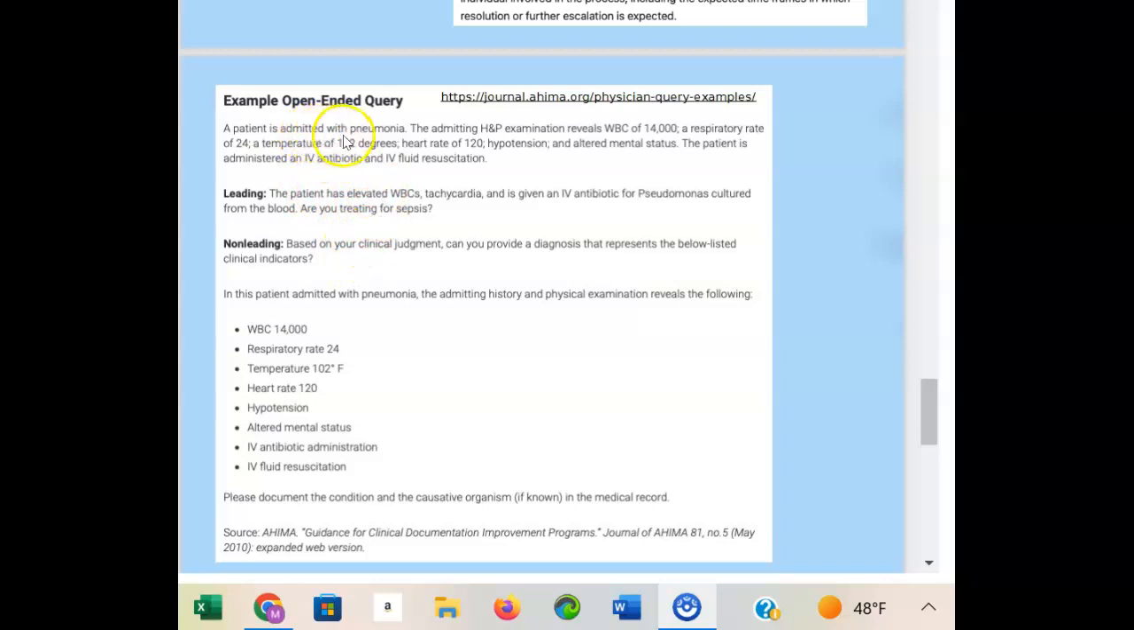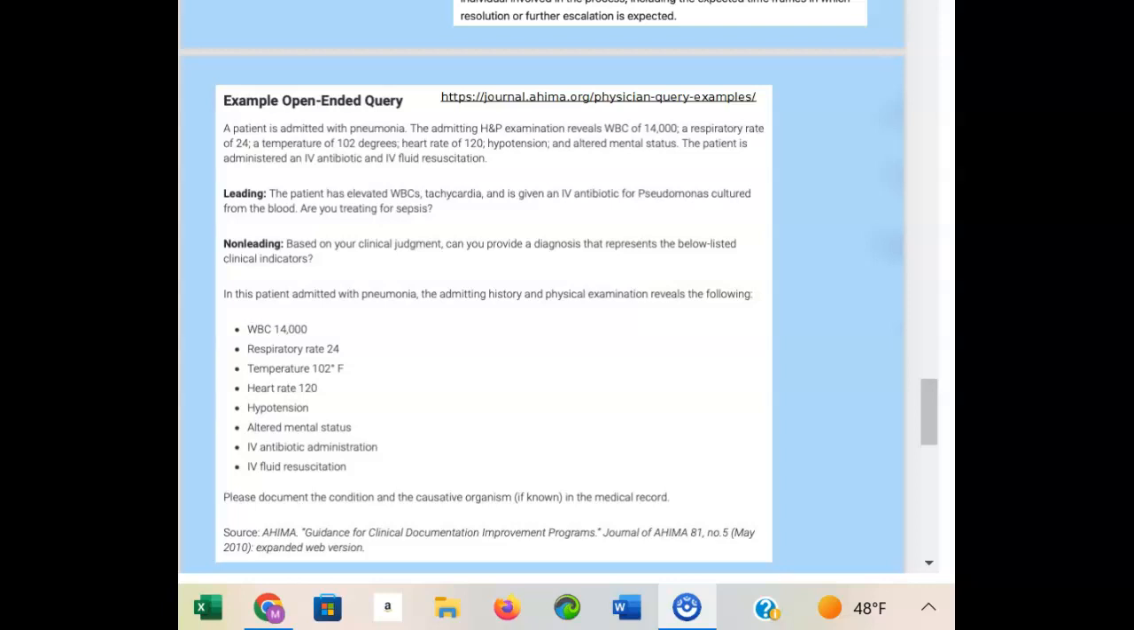So a patient was admitted with pneumonia. The history and physical exam reveals a white blood count of 14,000, a respiratory rate of 24, temperature of 102, heart rate of 120. They have hypotension and an altered mental status. Patient is administered IV antibiotics and IV fluid resuscitation.